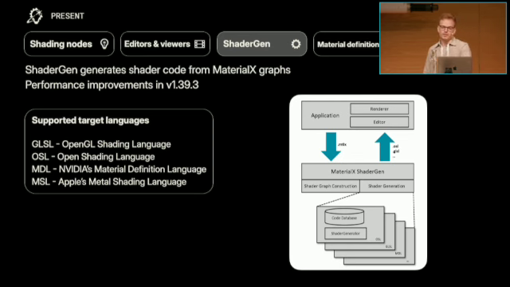And the idea is that an application would pass the MaterialX graph to ShaderGen, which would then generate the shader code that can then be consumed by the application for rendering. And this is also what the MaterialX viewers and the editor do. And it's also worth mentioning that the latest MaterialX release in March brought some performance improvements to this shader generator.